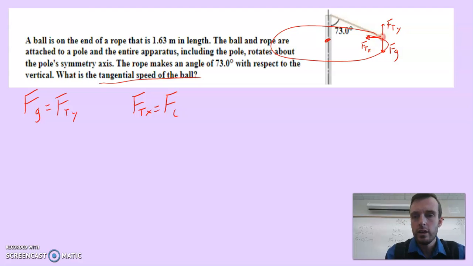So let's unpack this. Because of the angle they give us, look at this horizontal piece. All right, this is our Ftx. That's actually opposite of this angle. And if it's opposite, that means we have to use sine, right? Because the OH of SOHCAHTOA would tell us to use sine.